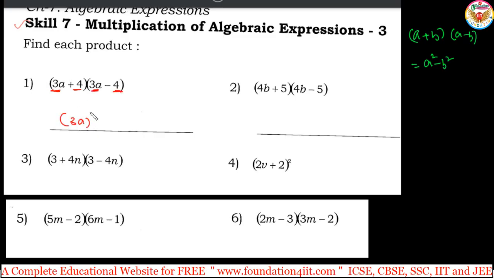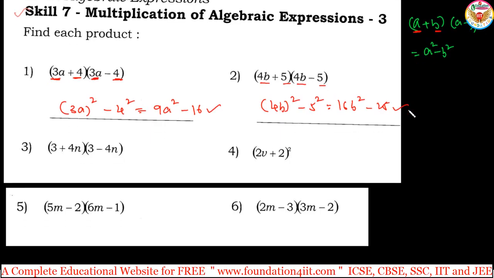So first term square minus second term square. Because the first term is 3a, we combine it and maintain the bracket for the whole square. Square applies to 3 and a. 3 square is 9, a square, minus 4 square is 16. So if you apply the formula like this in such cases, you can do it. Like 4b plus 5 into 4b minus 5. So 4b whole square minus 5 square, so 16b square minus 25. This is one of the ways.